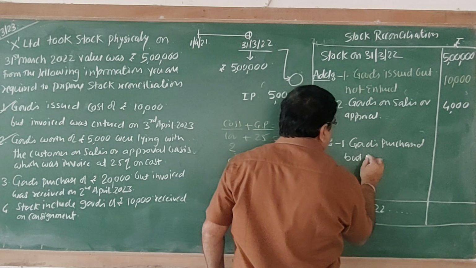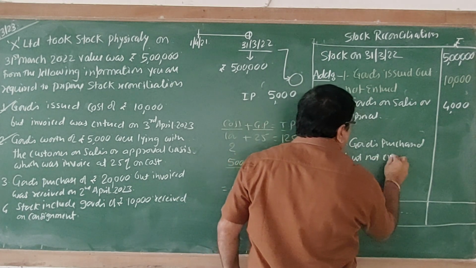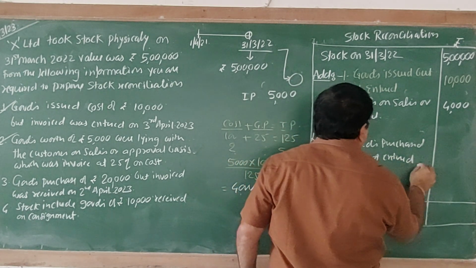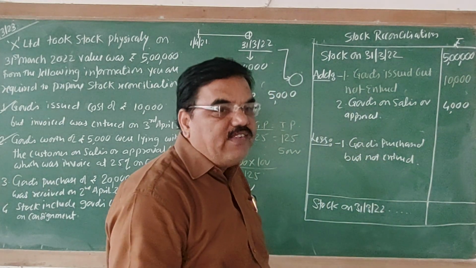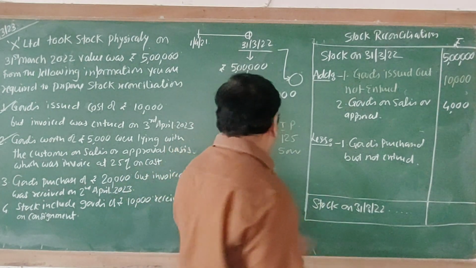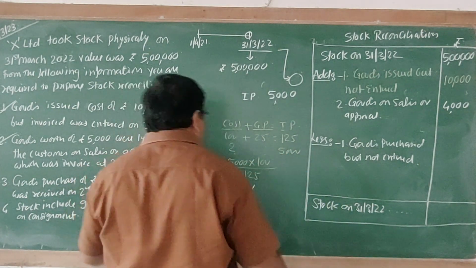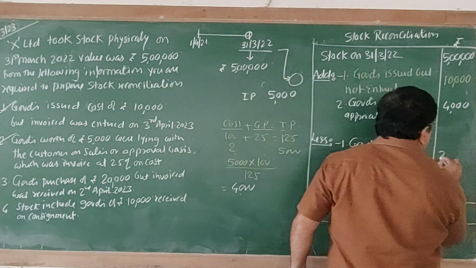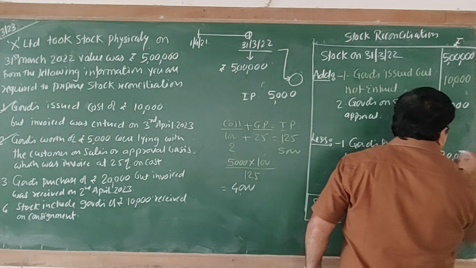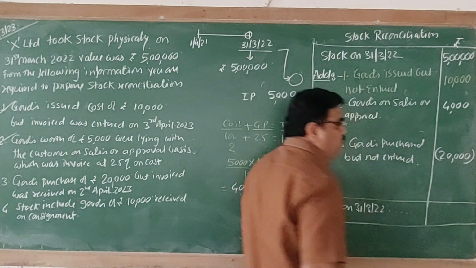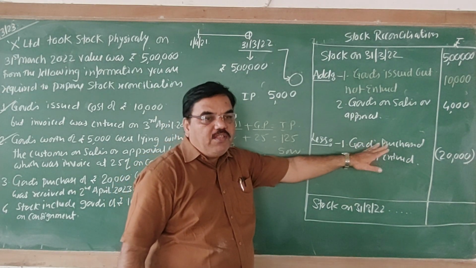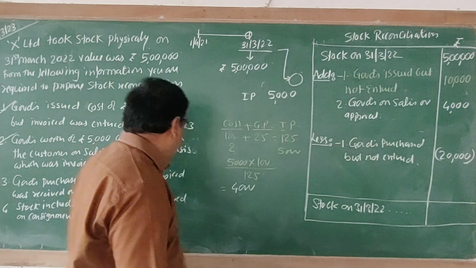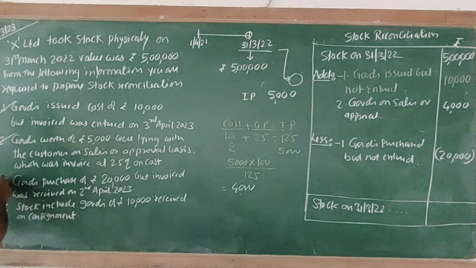but not entered. Not entered means what? Not entered as a purchase. कितने का है, 20,000. So here 20,000 we have to deduct. डिडक्शन है, इसीलिए क्या करते हैं, ब्रैकेट में लिखते हैं। ये भी हो गया. Now 4.